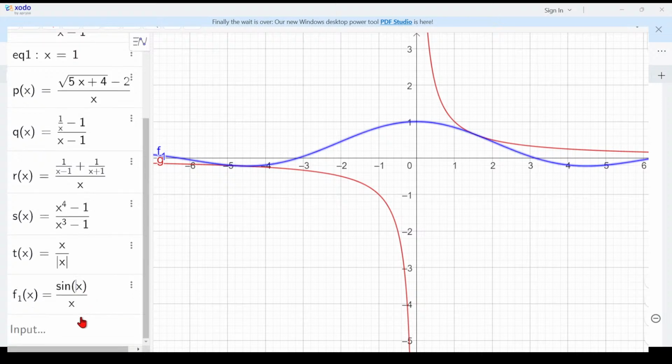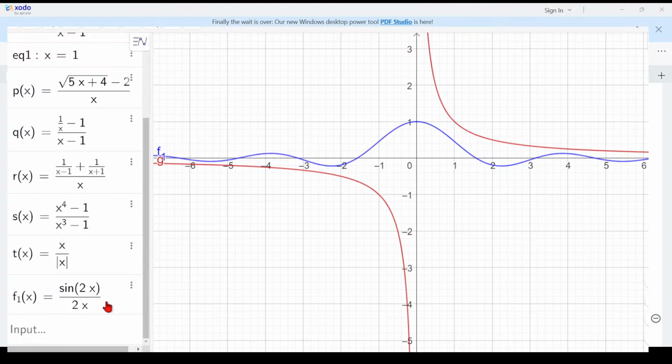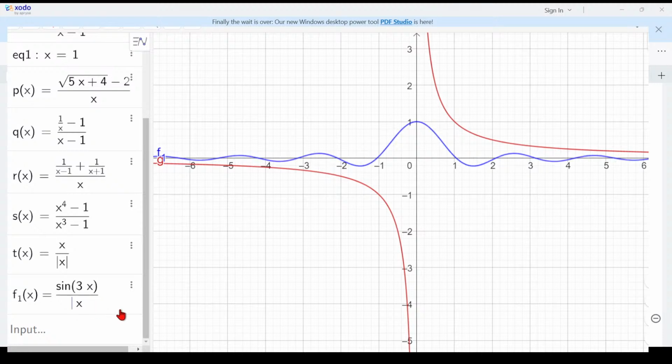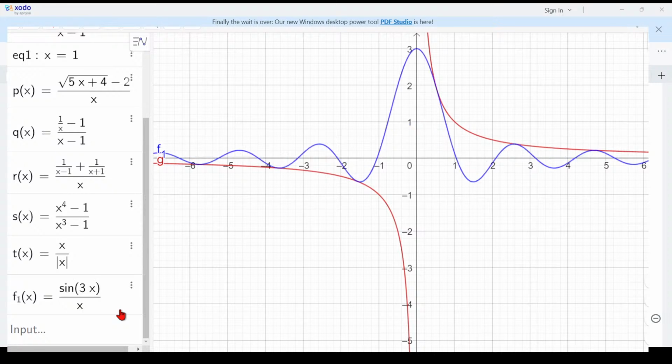Now what will happen with sin 2x by 2x? Let's try. Again, it is approaching 1. Sin 3x by 3x, again 1. Let's say sin 3x by x. What is this becoming? 3.